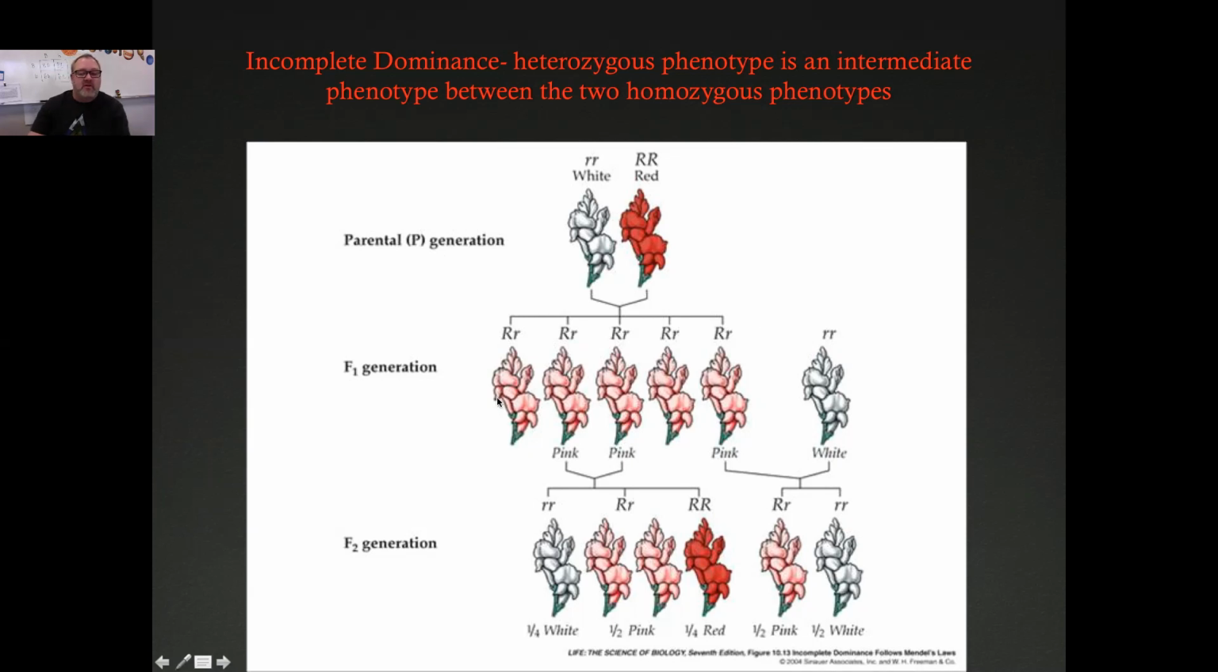In the F1 generation, every single offspring then is heterozygous. And in the heterozygous condition, under incomplete dominance, there is an intermediate form of that trait, okay? So a red snapdragon and a white snapdragon, when they are bred together, result in a pink snapdragon, okay? So that intermediate form.